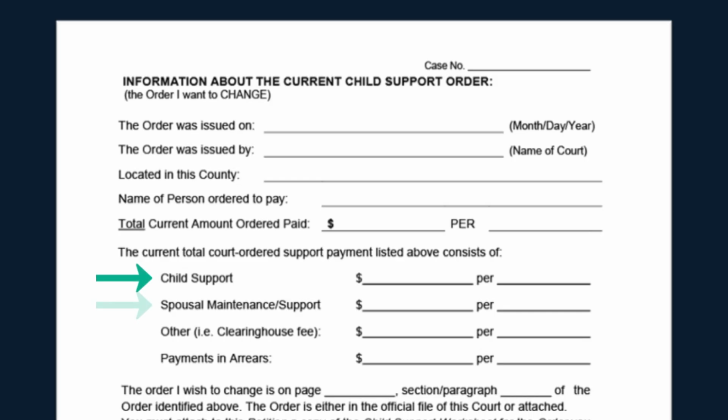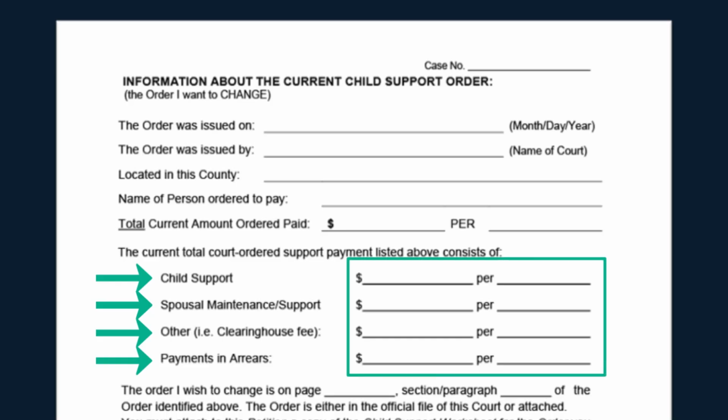On this line, you'll enter the amount of current child support and spousal maintenance. You'll also need to enter the clearinghouse fee, which is $8. And here, you need to put any court-ordered arrears. Generally, these are considered monthly amounts. If so, enter per month.